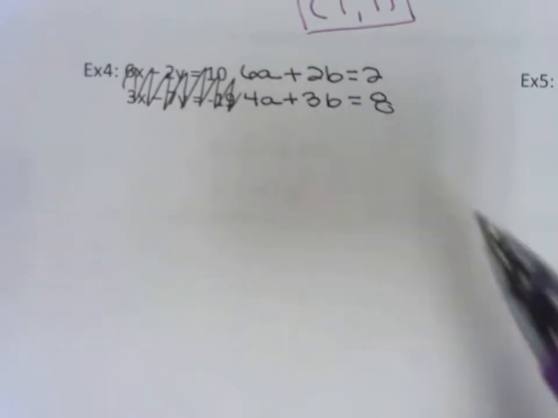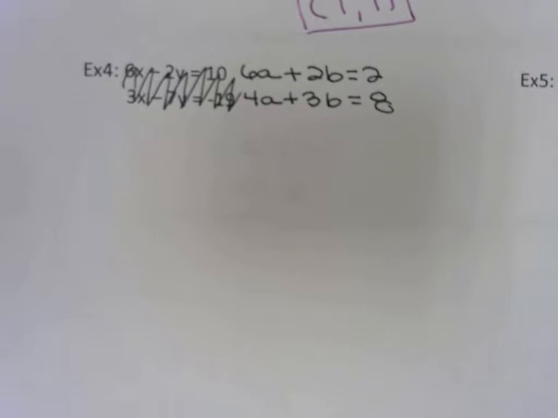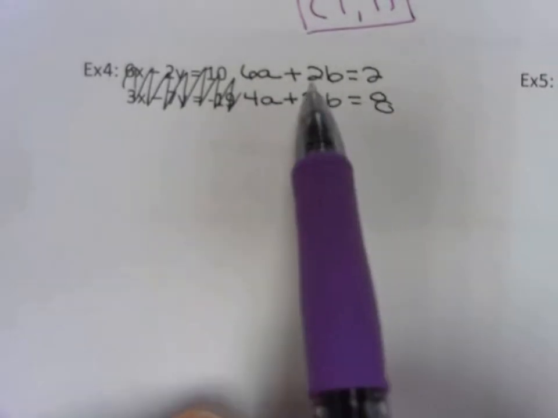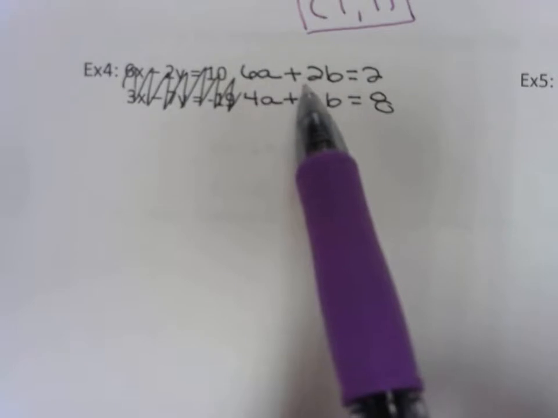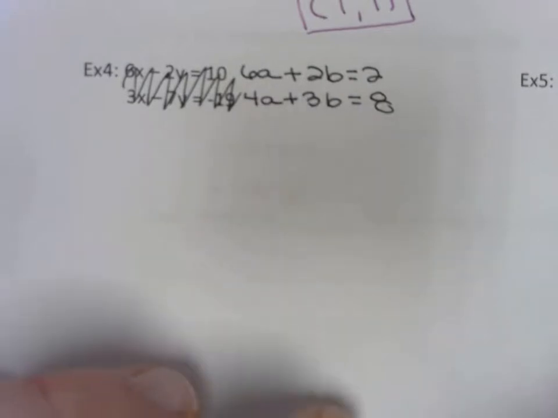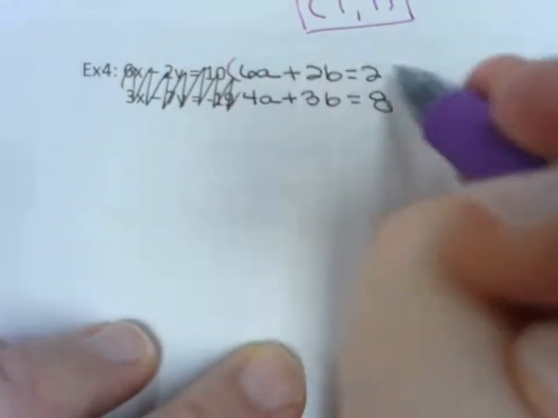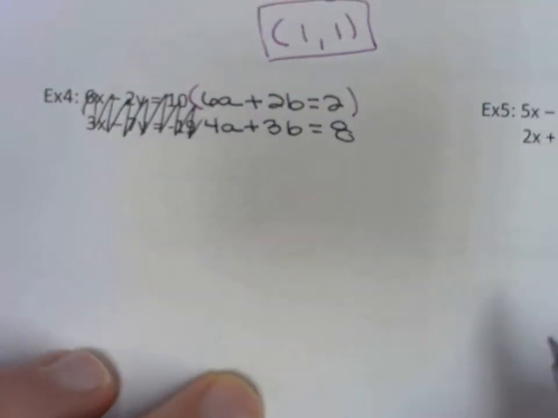What is the smallest number that 2 and 3 can multiply into? If it's hard to think, you can always just multiply them together. It may not be the smallest number, but it will work. So the smallest number that 2 and 3 multiply into is 6. So I need to make one of these a negative 6.